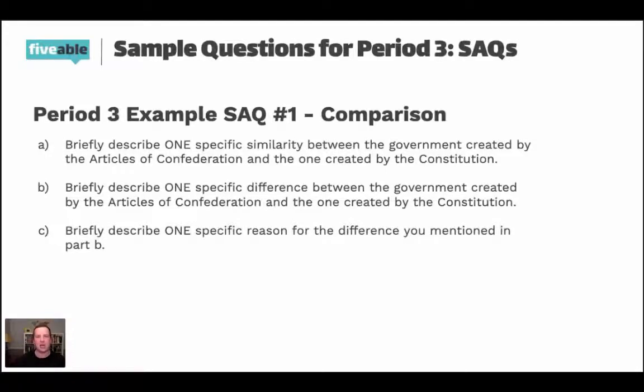Let's go on to letter B. What's the difference between the government created by the Articles of Confederation and the one created by the Constitution? This one seems like there's more options. So in the similarities, we said, okay, they don't have a monarch. They all have sides and differences, especially in the legislative branch.